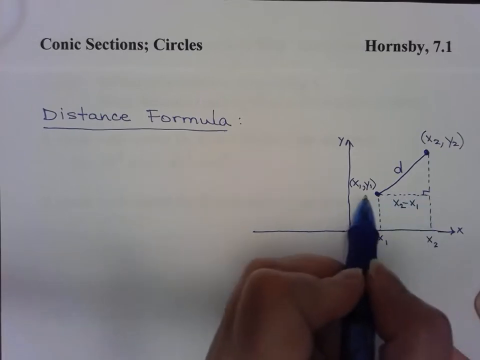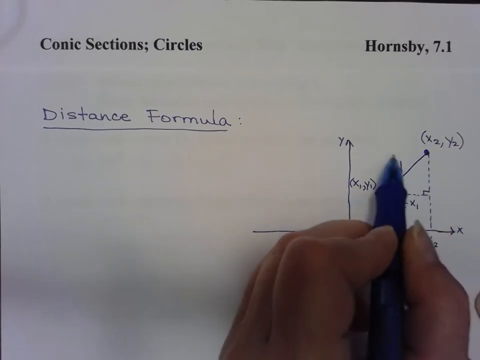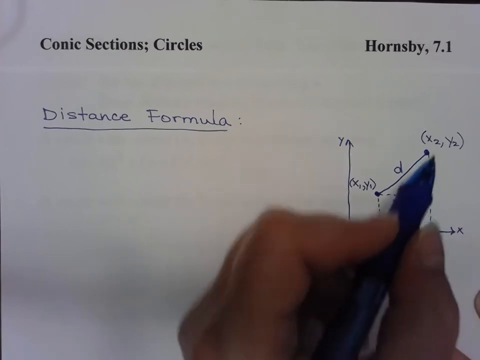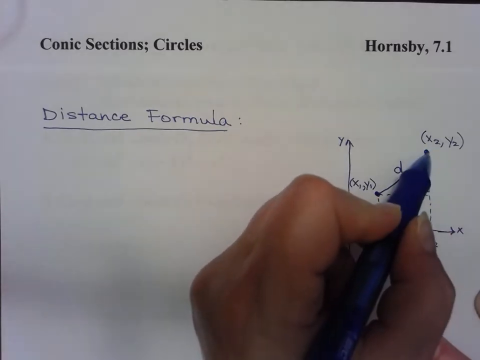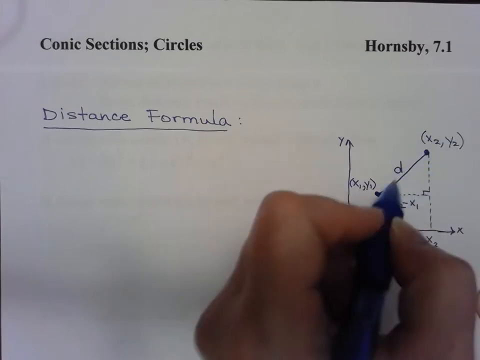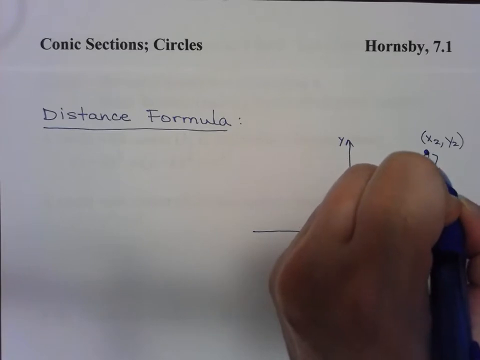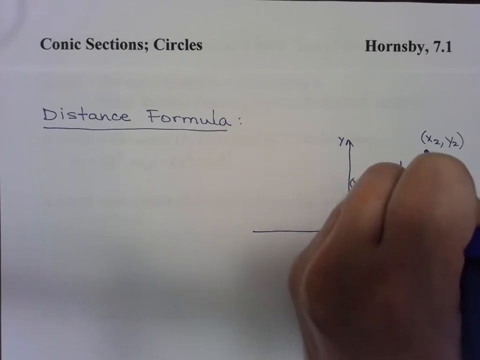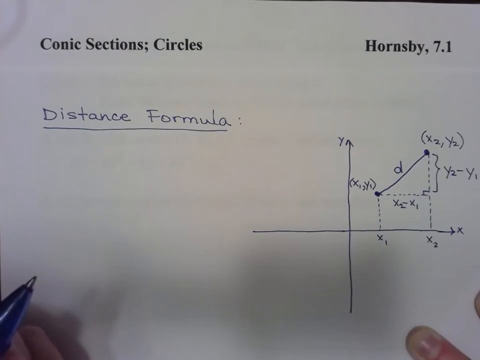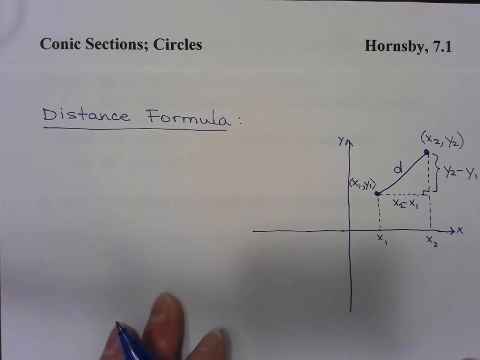I could draw the same sort of dotted lines over towards the y-axis. I'm not going to do that because I think it would make my picture look a little messier, but I could use that same idea, right? This has a height of y2, this has a height of y1. So this distance, just the side of this triangle, would be y2 minus y1.